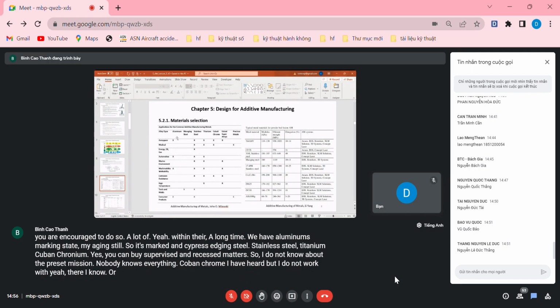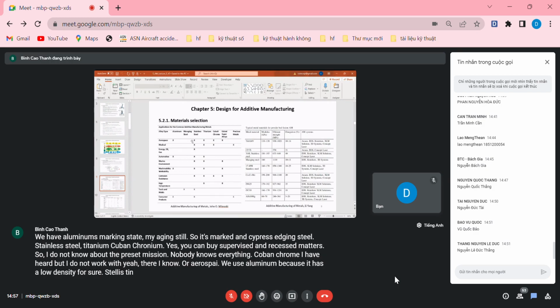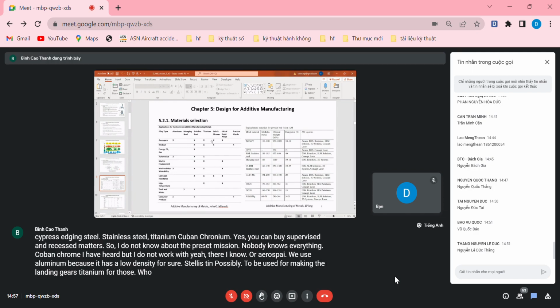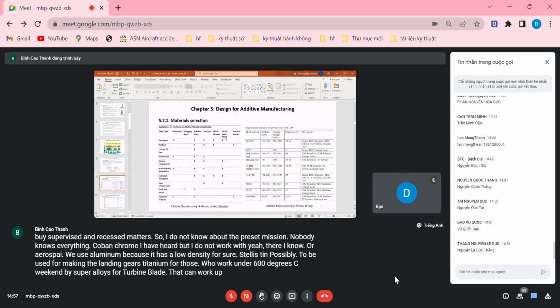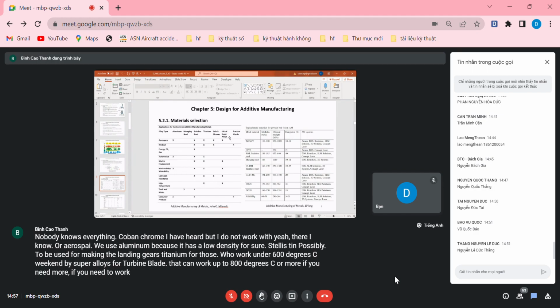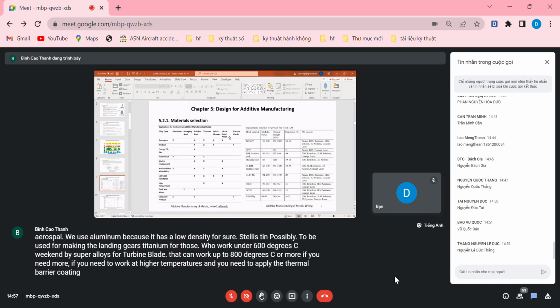For aerospace, we use aluminum because it has low density, for sure. Stainless steel possibly to be used for making the landing gears. Titanium for those who work under 600 degrees C. Nickel-based superalloys for turbine blades that can work up to 800 degrees C or more. If you need to work at higher temperatures, you need to apply a thermal barrier coating to cover the external surface of the nickel-based superalloy part.